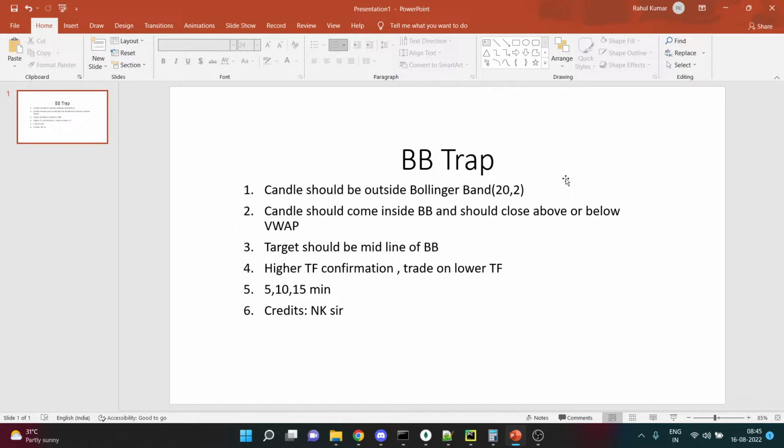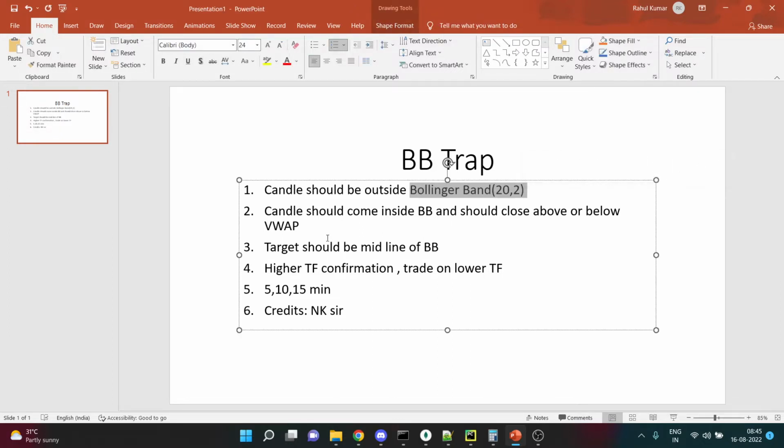In this video, we'll try to backtest the BB trap strategy by Encaser. What this strategy says is that you need to have a Bollinger Band of 22, and the candle should be outside.